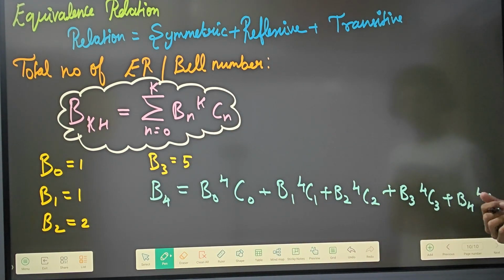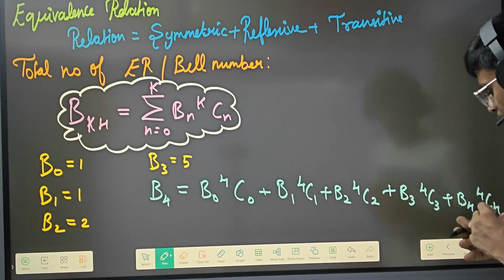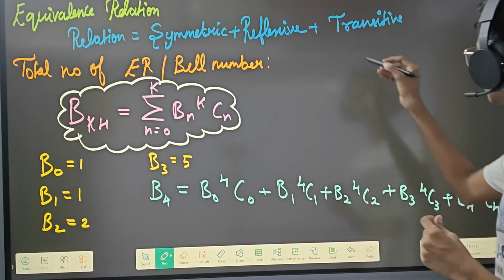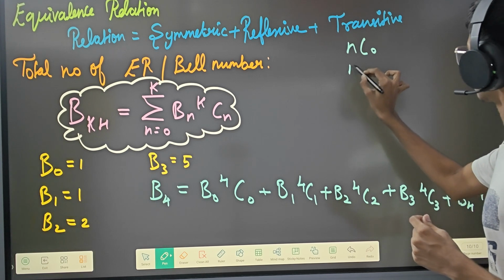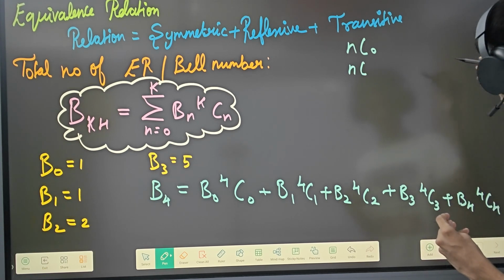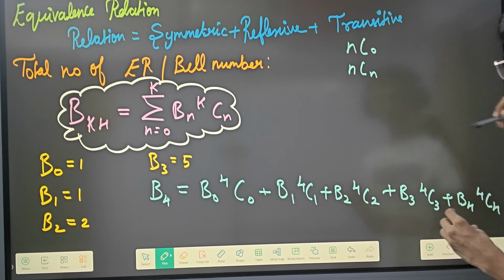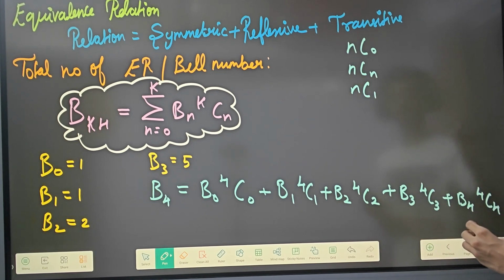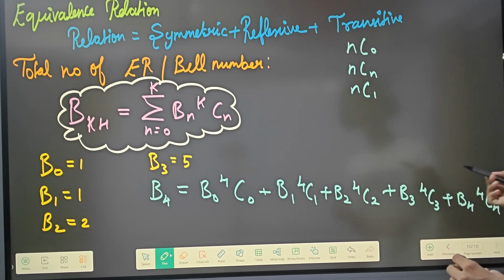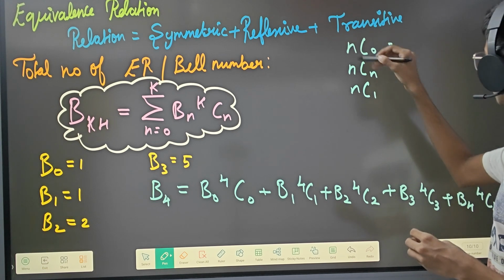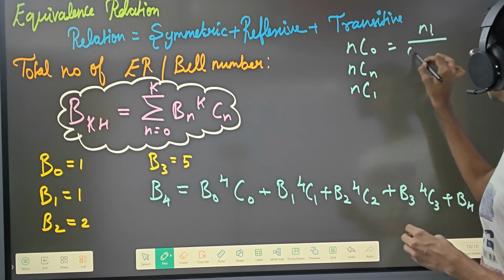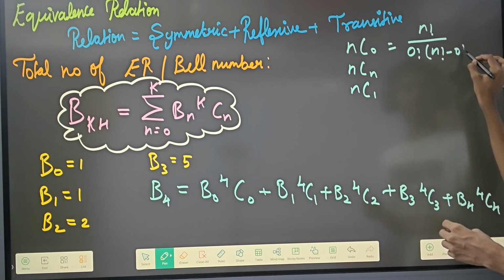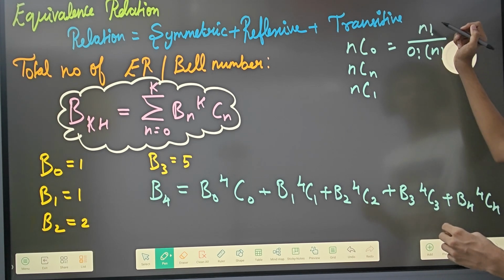Now we are also going to say a few things about nC0, nCn, then nC1. For all these, we apply the formula n factorial divided by 0 factorial into (n minus 0) the whole factorial.